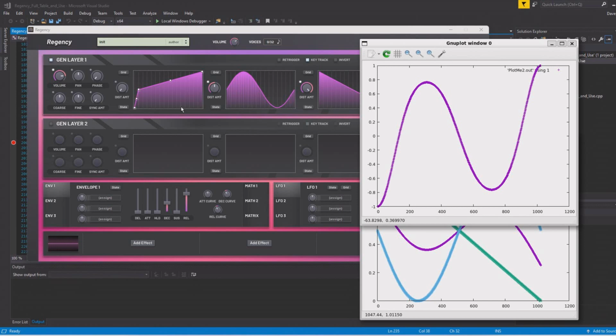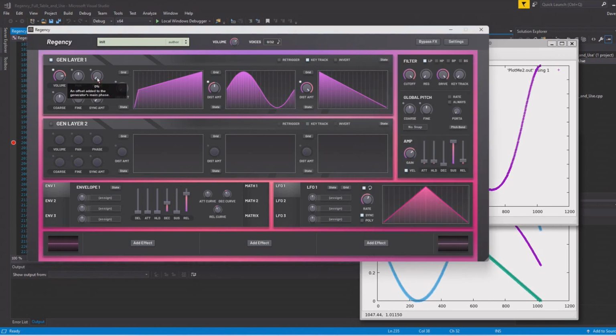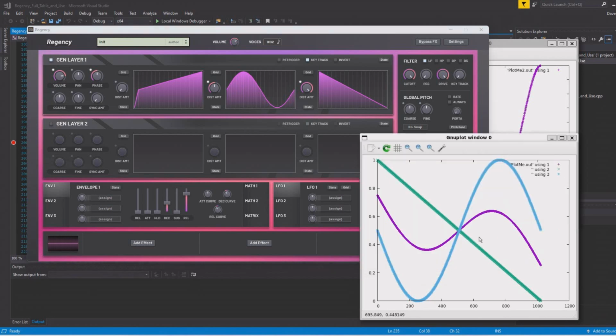Now what I'll do is address the phase knob. This goes from 0 to 1, or 0% to 100%, and essentially is added to whatever comes out of this calculation. So previously we had 1.5 pi radians, and what we're going to do is add pi radians to that. So we'll have a different result.